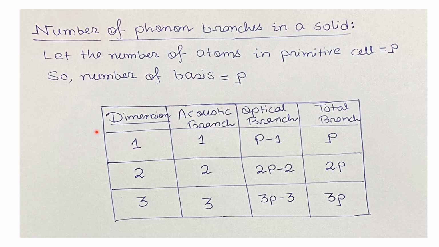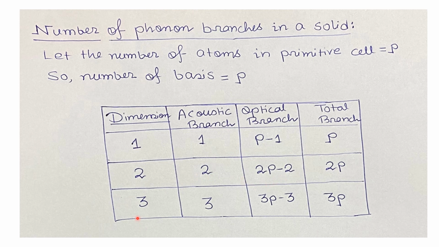Now for two dimensions, the total number of phonon branches will be 2 times P, where P is the number of bases. So basically we have to multiply the dimensionality of the system with the number of bases. So the total number of branches will be 2P in 2 dimensions. In 2 dimensions only 2 acoustic branches are possible, in either x or y direction. So the number of optical branches will be 2P minus 2.